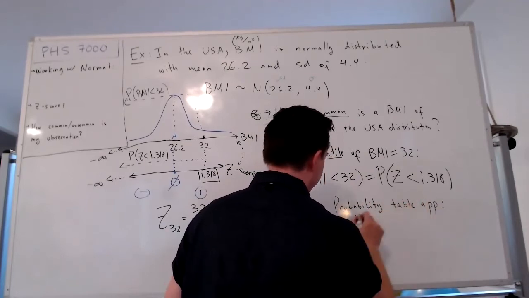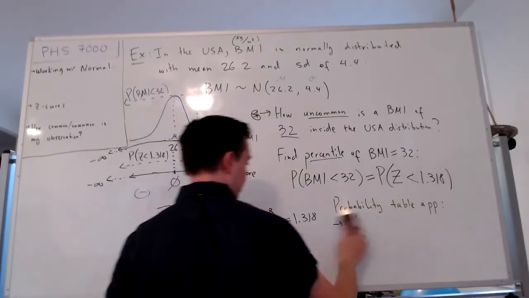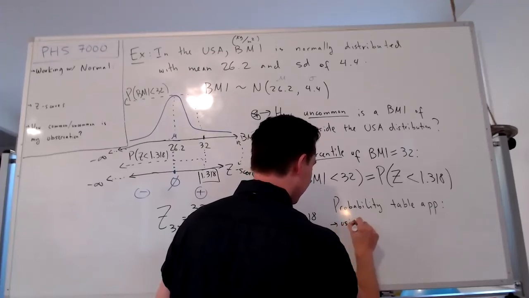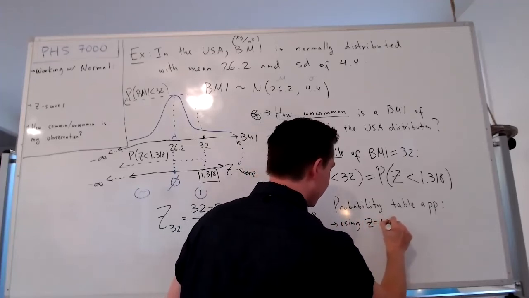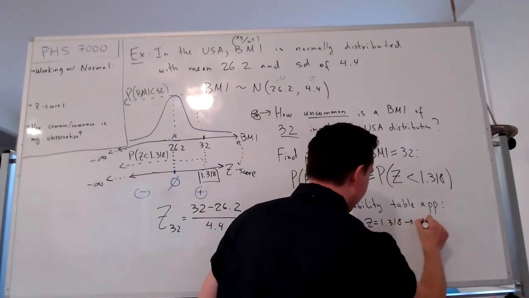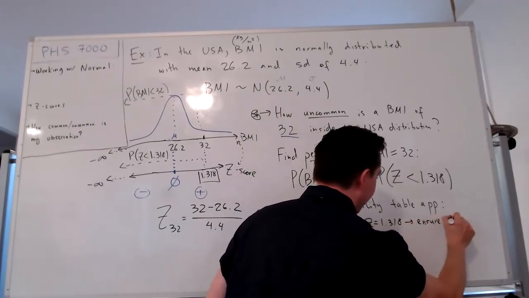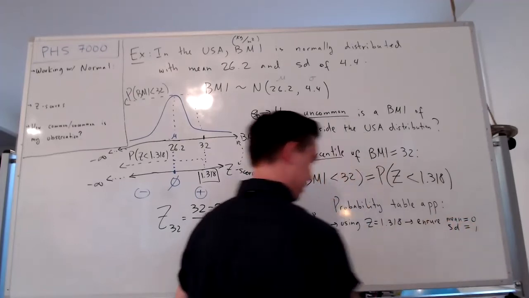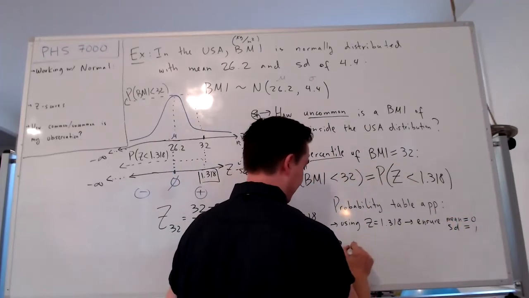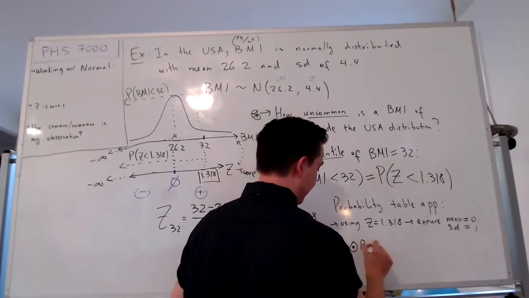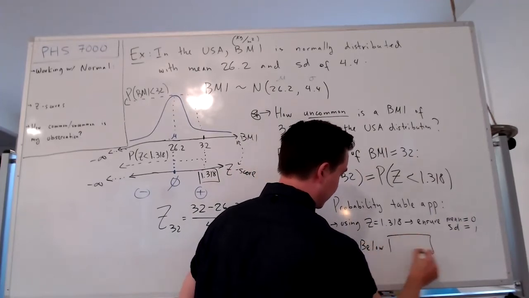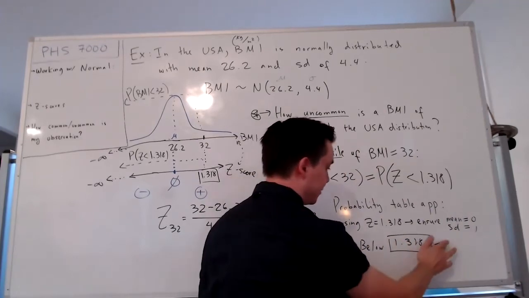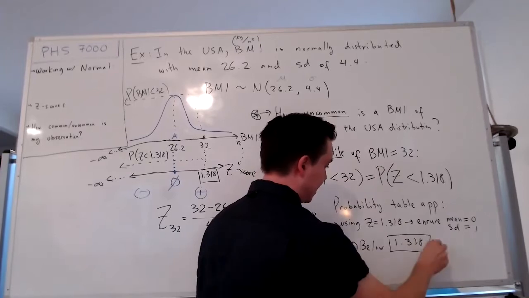Okay, if you're using the Z-score, ensure that the mean equals 0 and the standard deviation equals 1. And then you're going to select below 1.318, and it will spit out a probability.